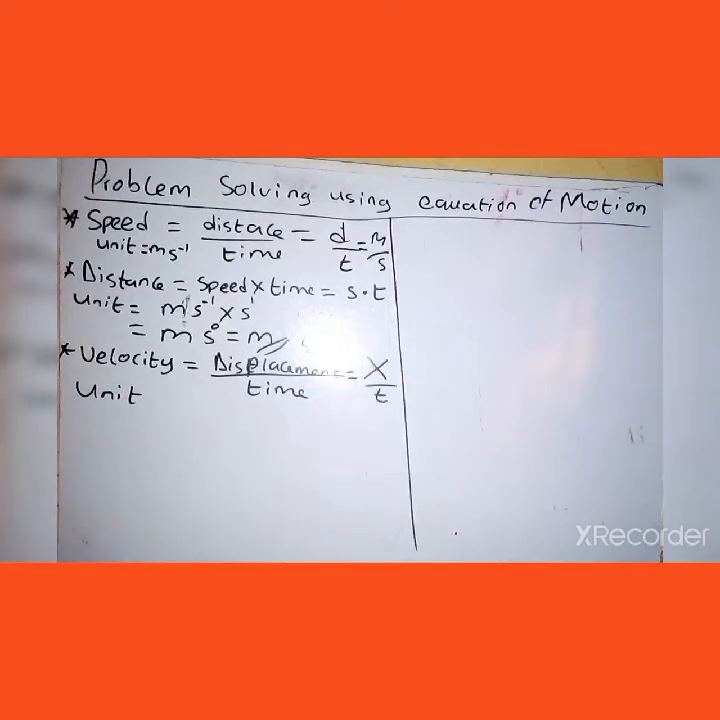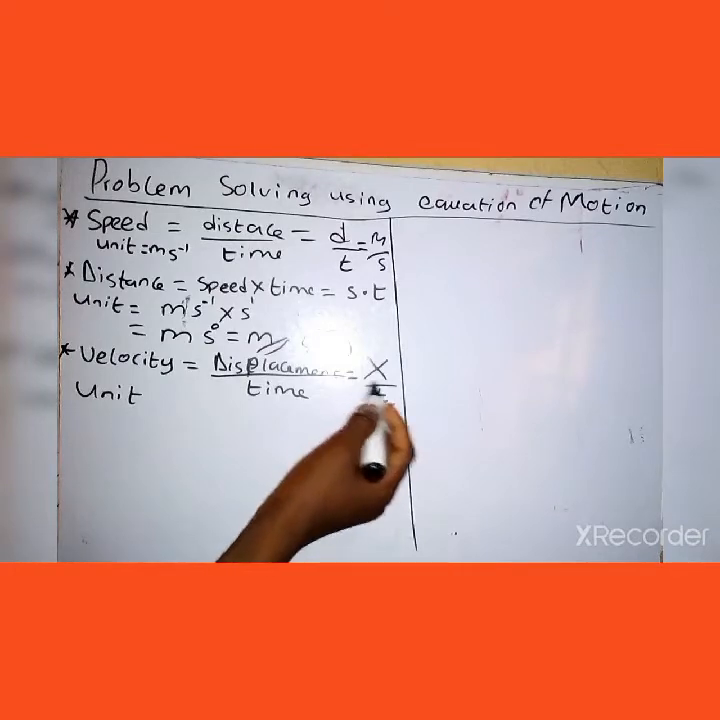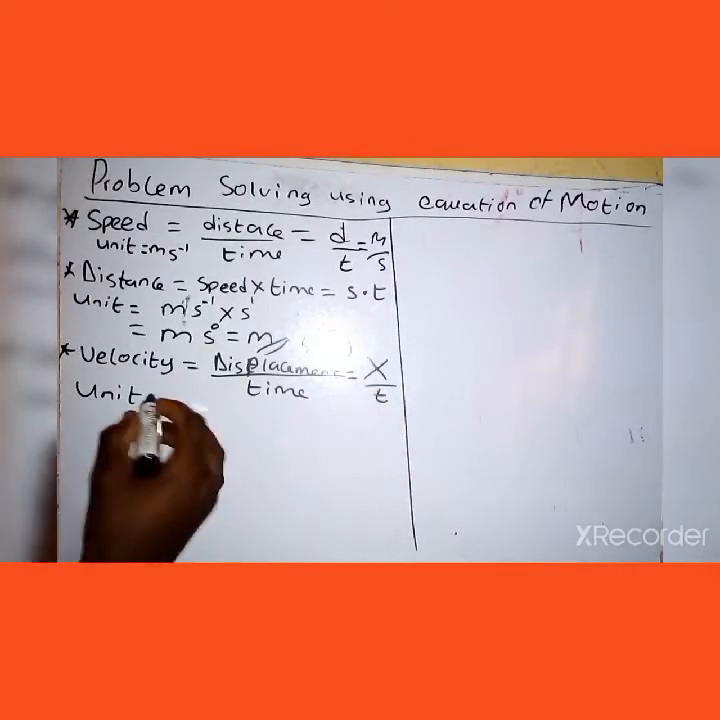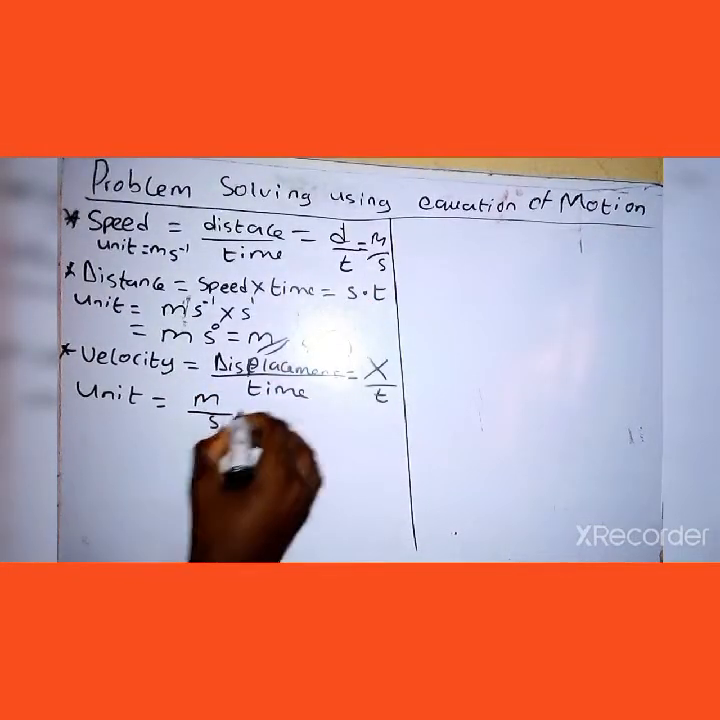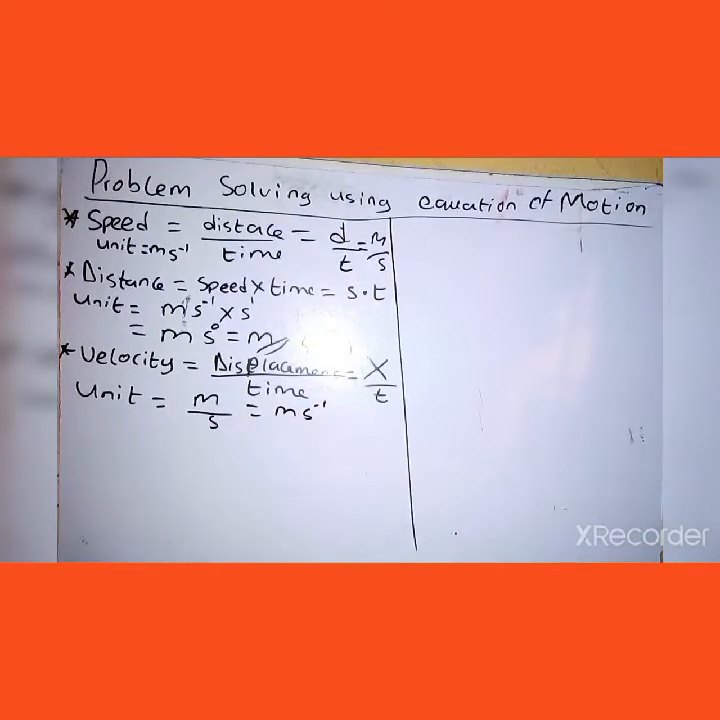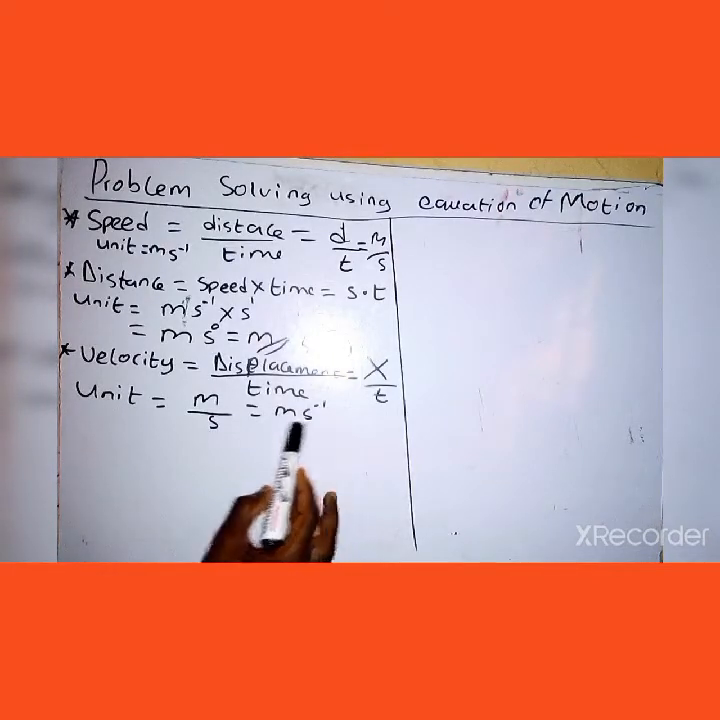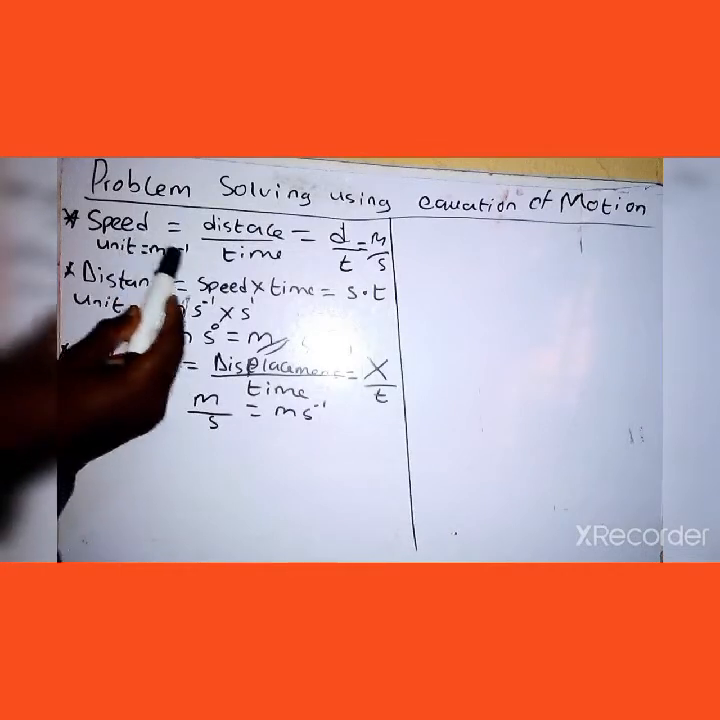The difference between displacement and distance is that displacement is the distance in a specified direction, while distance is just the magnitude. The unit of displacement is meter, the same as distance. So we have meter over second, meter per second. So the unit of speed and velocity are the same, and the unit of displacement and distance are the same.